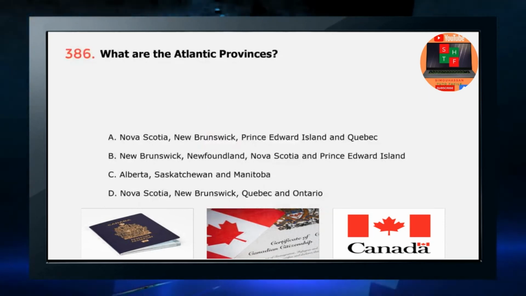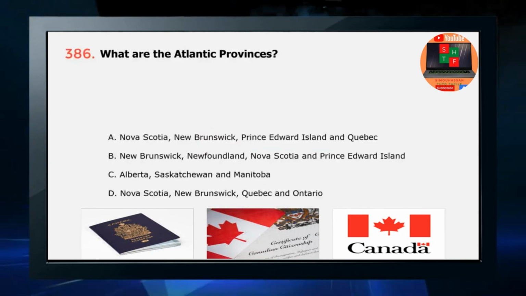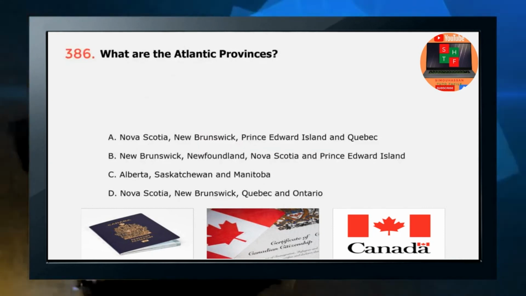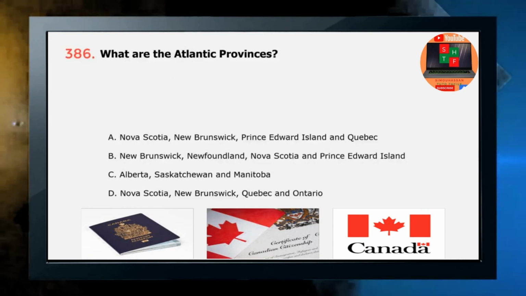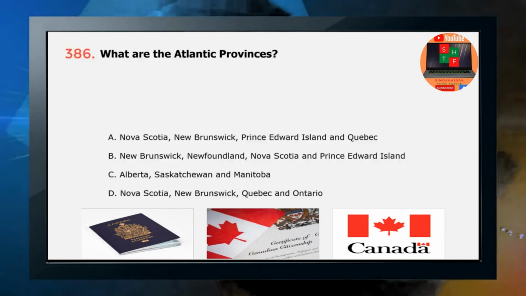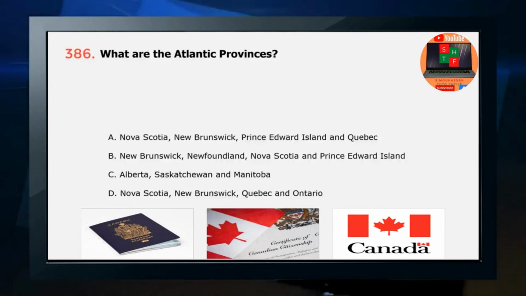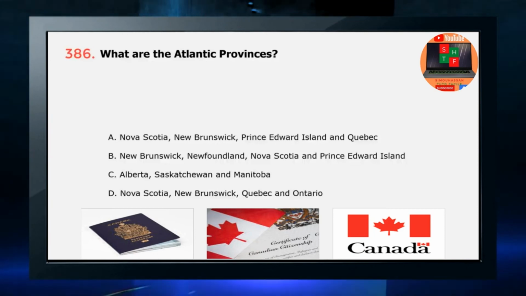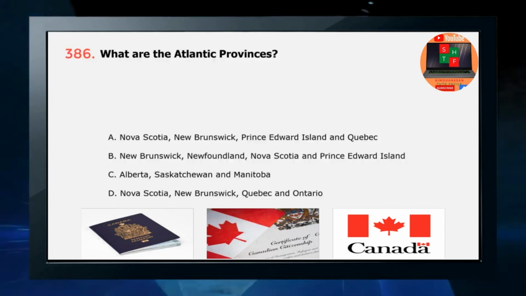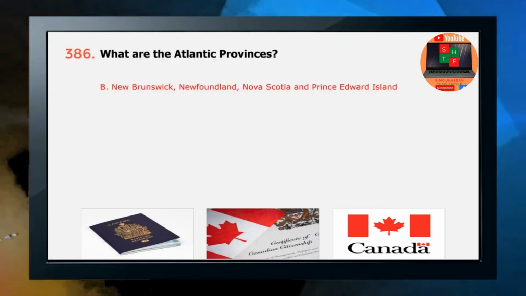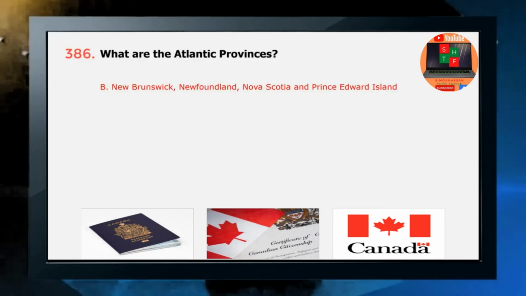Question 386. What are the Atlantic provinces? A. Nova Scotia, New Brunswick, Prince Edward Island and Quebec. B. New Brunswick, Newfoundland, Nova Scotia, Prince Edward Island. C. Alberta, Saskatchewan and Manitoba. D. Nova Scotia, New Brunswick, Quebec and Ontario. The answer is B. New Brunswick, Newfoundland, Nova Scotia, Prince Edward Island.